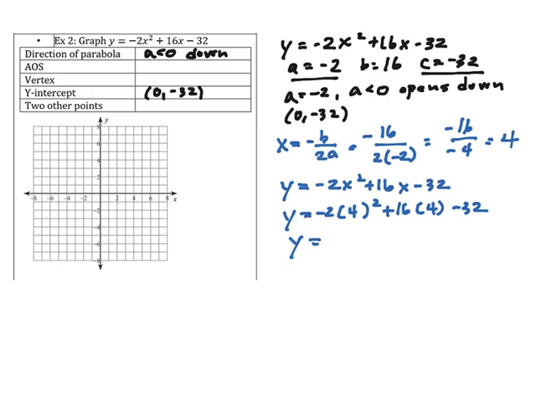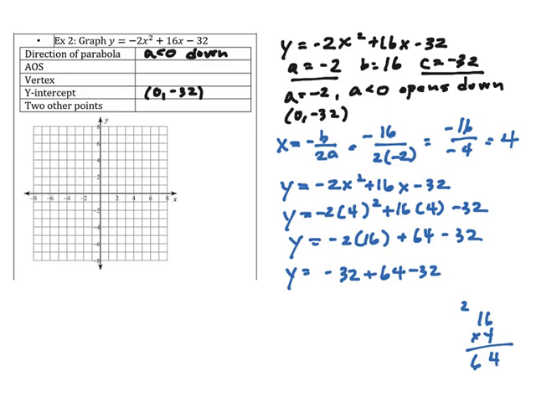So y equals negative 2 times 16 plus 16 times 4 minus 32. 16 times 4 is 64. So y equals negative 32 plus 64 minus 32. So y equals negative 64 plus 64, which equals 0. So our vertex is 4, 0.